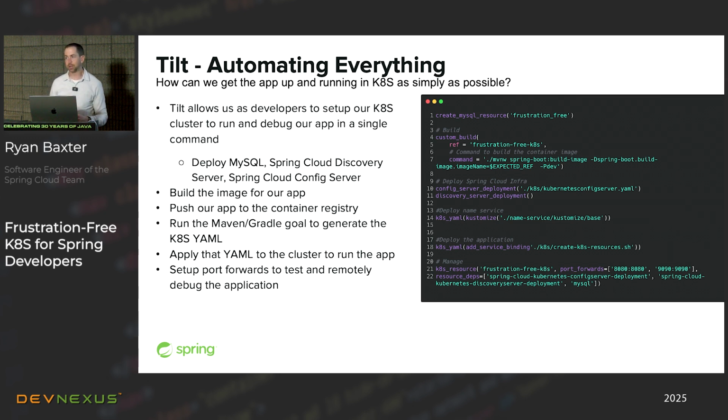And then also it's going to allow us to do some nice debug, reload type of functionality that's really beneficial as we're going through and building our application. So it's going to take care of building the image for the application, pushing the application to the container registry, running the Maven/Gradle goal to generate the Kates YAML to deploy the application. It's going to apply that YAML to the Kubernetes cluster, and it's also going to set up all the port forwarding as far as testing our application, hitting our application endpoint, and the port forwarding for the remote debug that we'll take a look at as well.